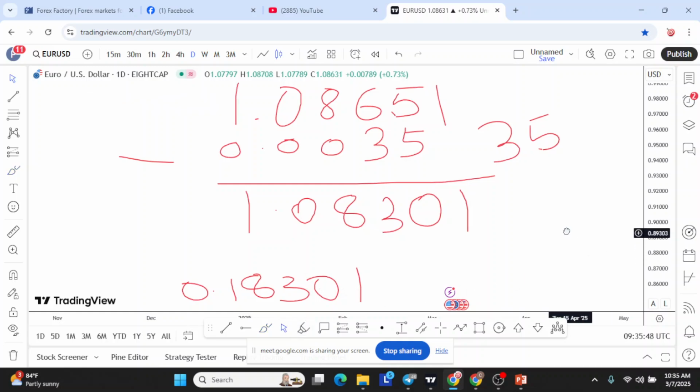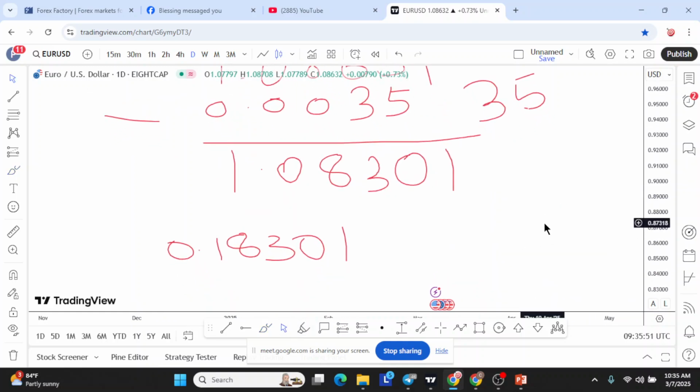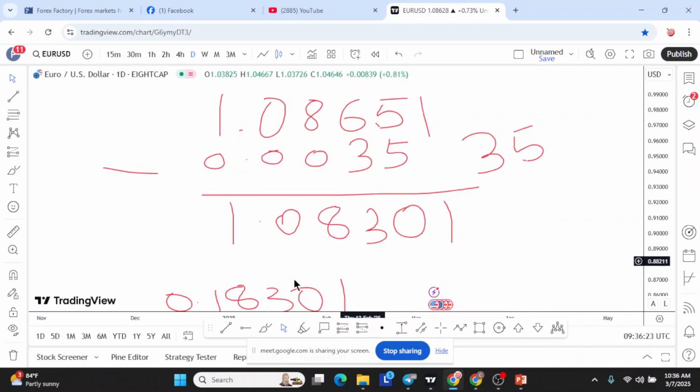Now, can you see where you got it wrong? No, I got it right. It's 0.0, 0 point, I mean 1 point. Okay, I have seen it. You said 0.18301. It is 1.0, not 0.1. It's a mistake. So it is 1.0, not 0.1. Yes. Okay, let's do another one.